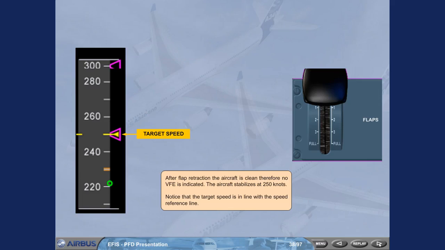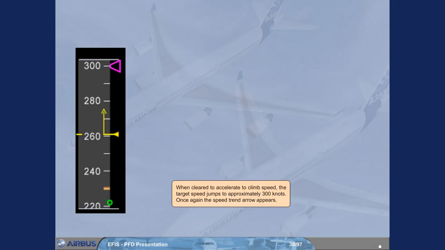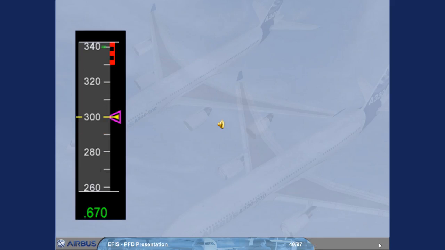When cleared to accelerate to climb speed, the target speed jumps to approximately 300 knots. Once again, the speed trend arrow appears. Once the speed has stabilized at climb speed, you can see the Vmax indication. It is represented by the bottom of a red and black strip. Determined by the flight envelope according to the aircraft configuration, Vmax is equal to the maximum operating speed, VMO, VLE, or VFE.